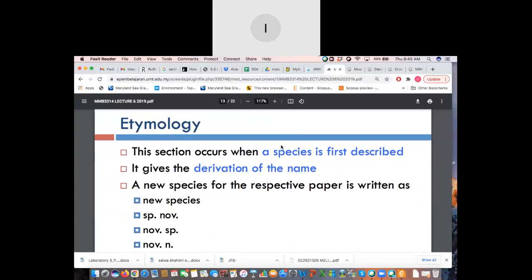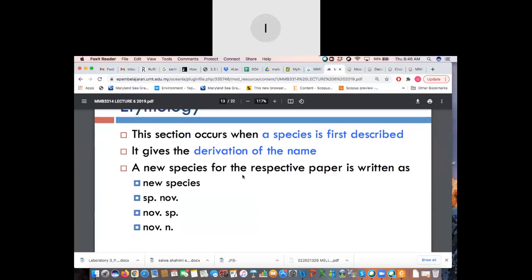Okay, thank you. So now we're coming to this term etymology. Now etymology is a section that occurs when a species is first described. So for all of those who are describing new species, you must have this. In modern written taxonomic work, you must have this section on etymology. So it gives a derivation of how you described this new species.